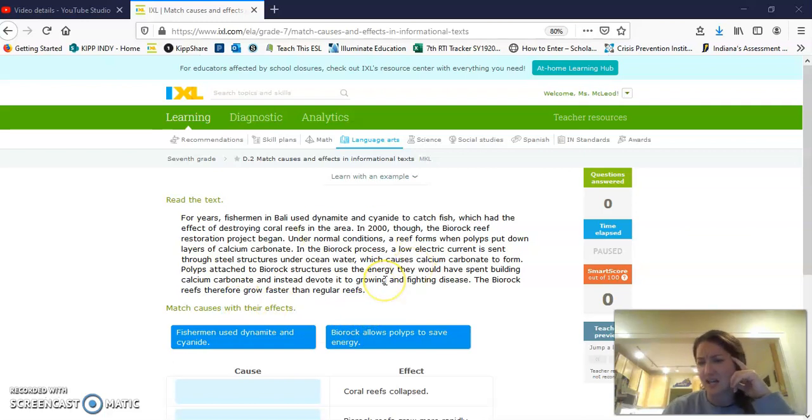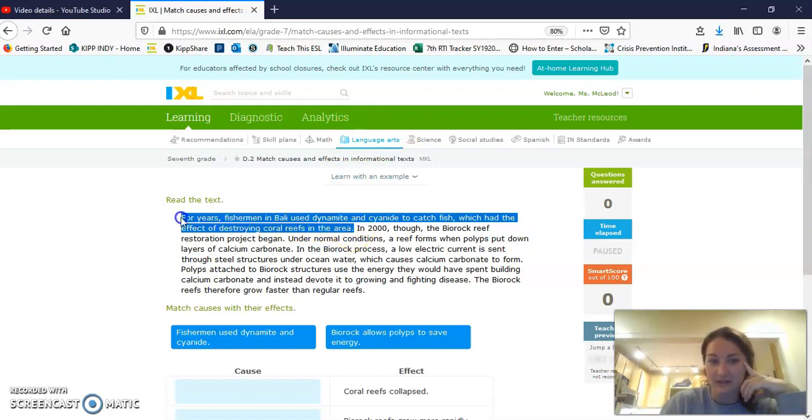So as I'm thinking about my topic, I know that oftentimes the topic of any particular paragraph can be found in the first sentence, which we call the topic sentence. So I'm going to look in that first sentence and see if it gives us any hints as to what this paragraph is about. It says, for years, fishermen in Bali used dynamite and cyanide to catch fish, which had the effect of destroying coral reefs in the area.